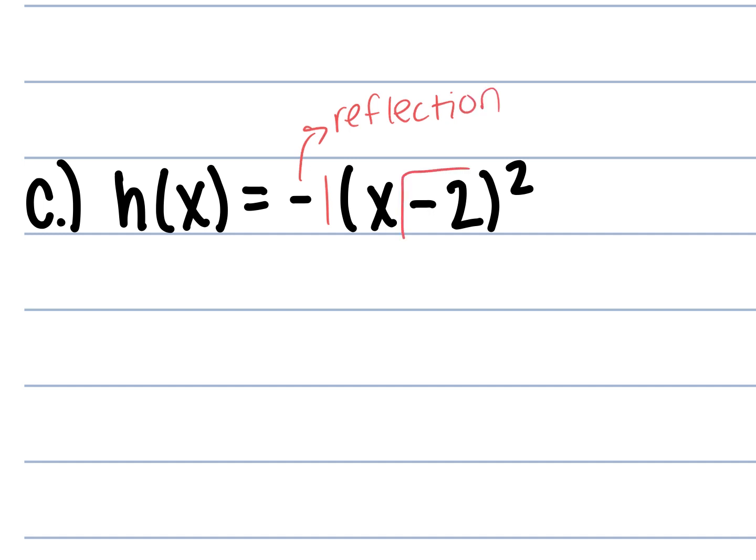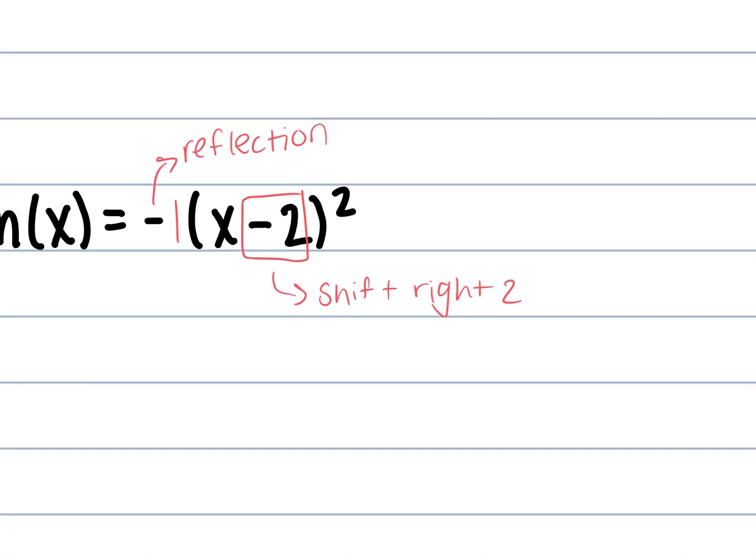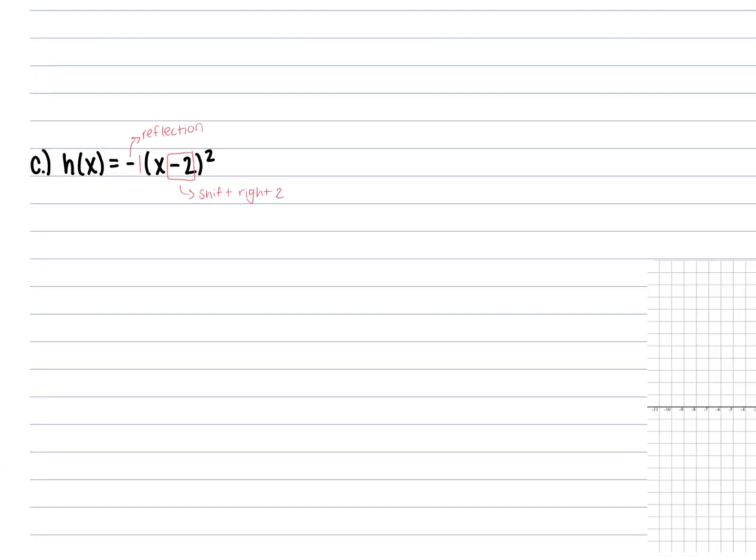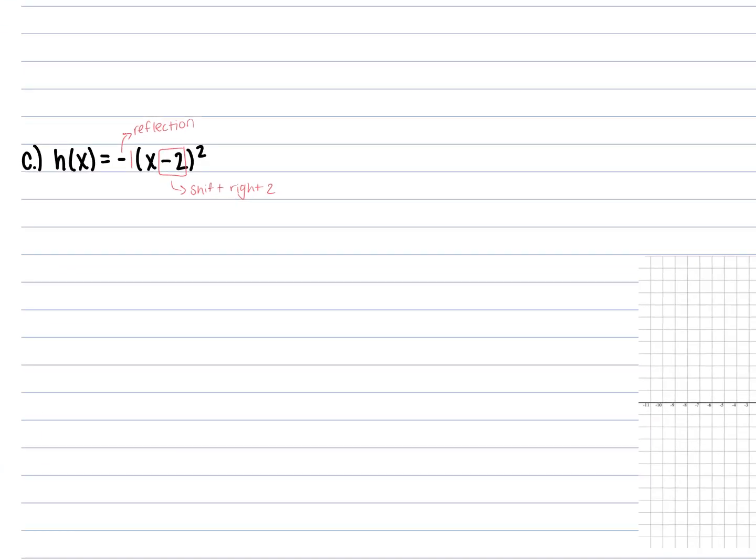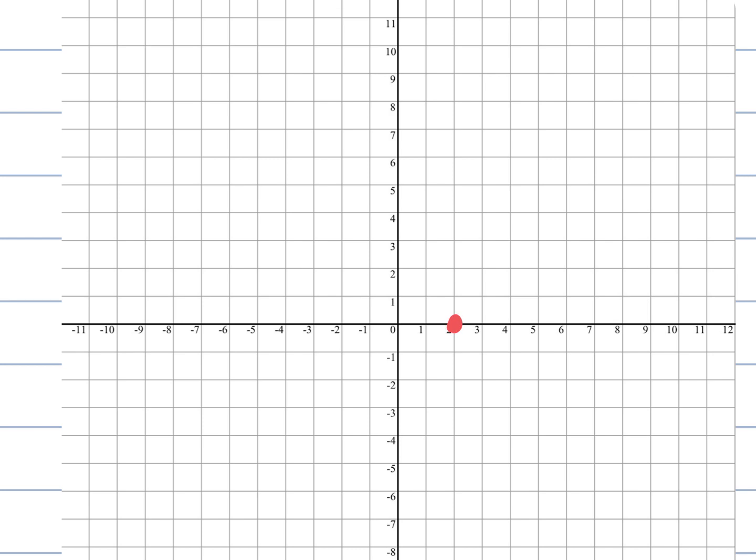And then -2. What's the -2 doing? Shift where? To the right by 2. Okay, so where's my vertex going to be? 2, comma 0. Is it stretched or shrunk at all? No, but what's changing? It's going to be a -2. It's going down. Very good, Mateo.